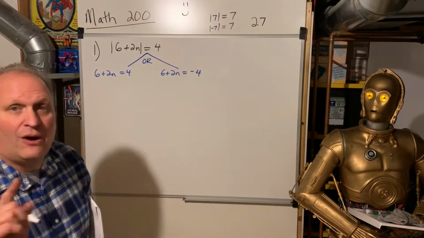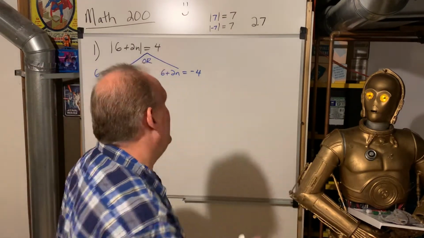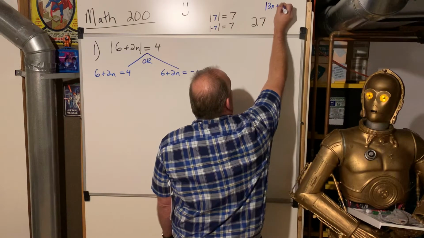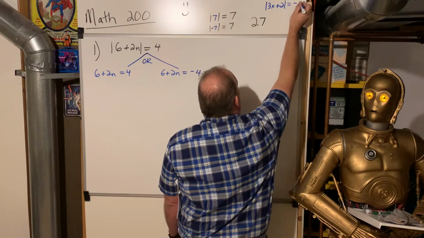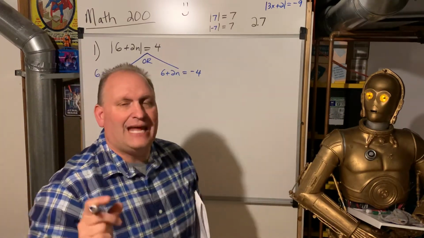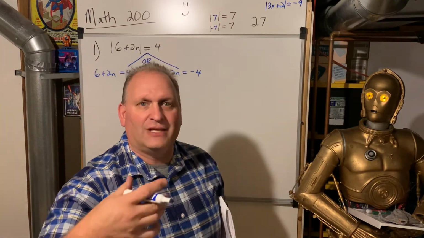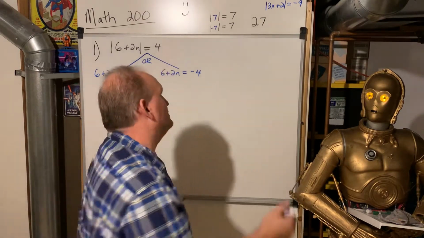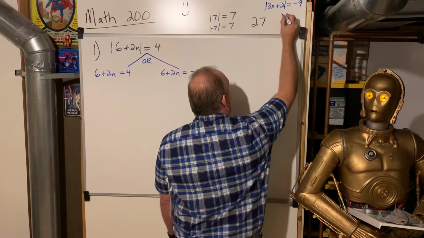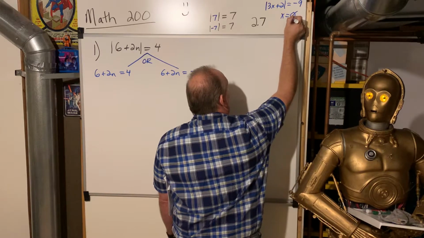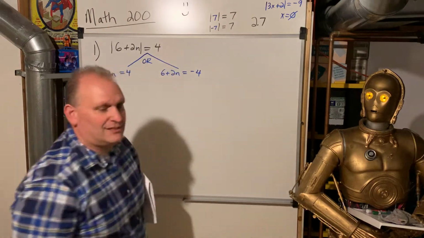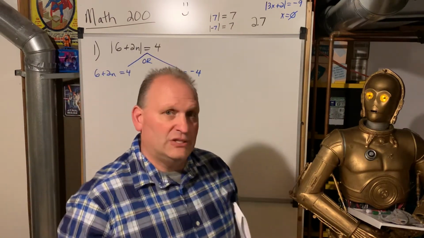Now, if they are silly and they ask us for something like the absolute value of 3x plus 2 is equal to -9, you cannot take an absolute value and have it equal a negative number. And so that would just be the empty set, no solution. That's like a 0 with a big long line through it. That's known as the empty set, or no real solutions.